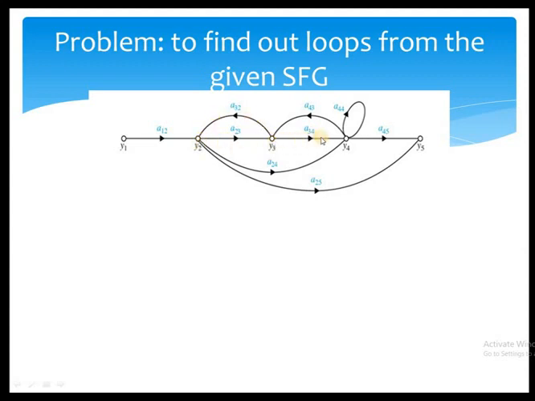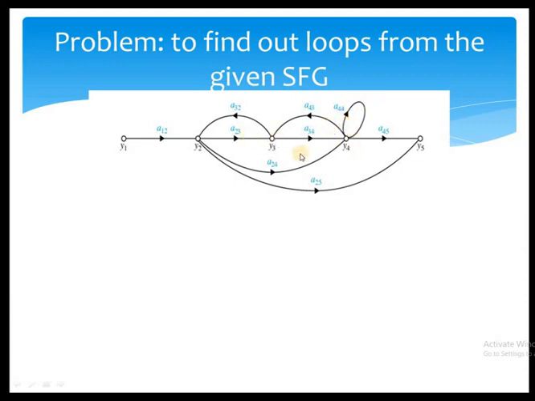What about the second loop? Here we can see the return path. That's why there is a possible another loop here. So Y3, Y4 and it again comes back to Y3. So this is another possible loop. And the self loop is Y4 to Y4 only, with gain value A44. These are the basic loops.